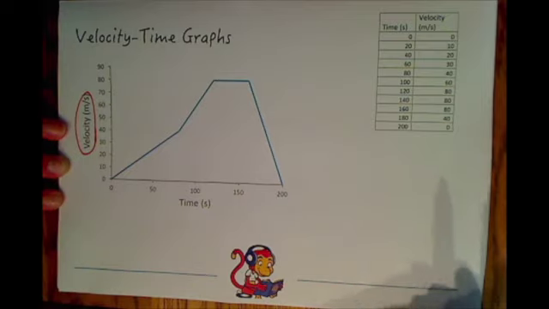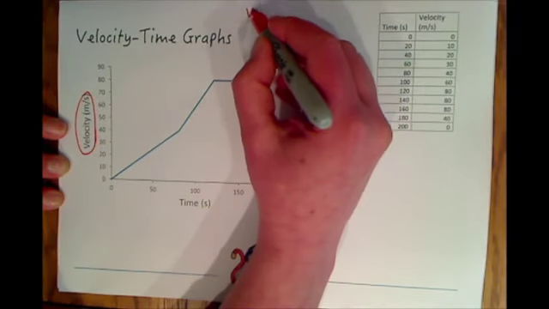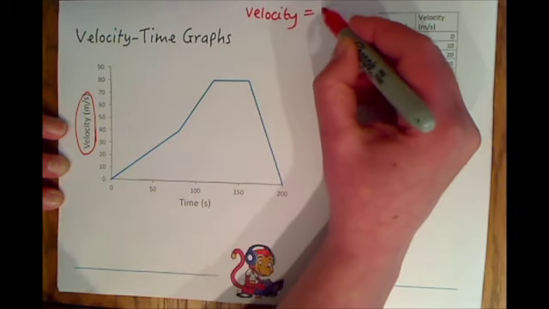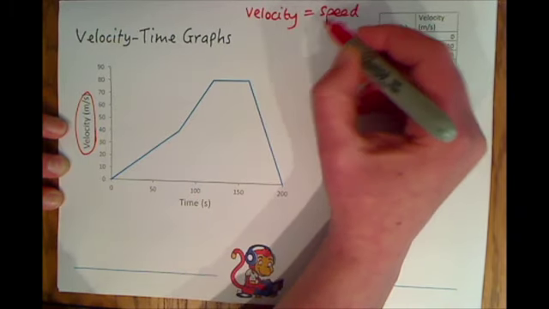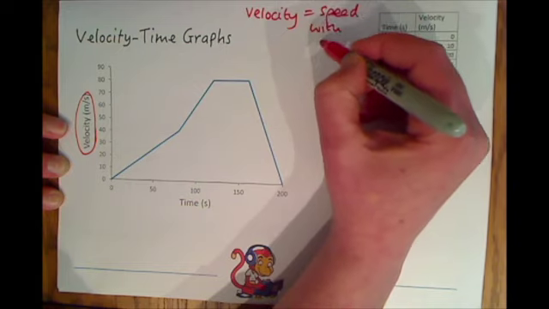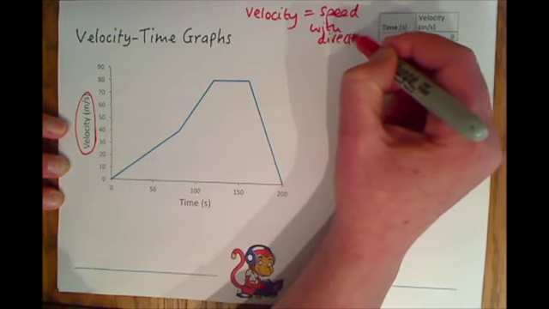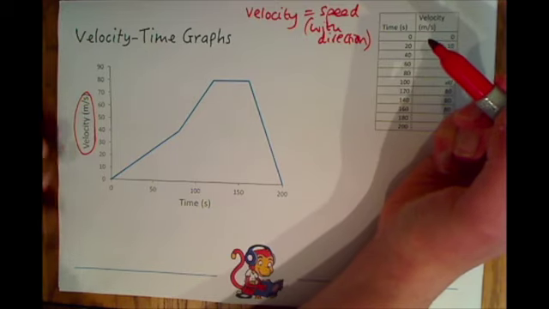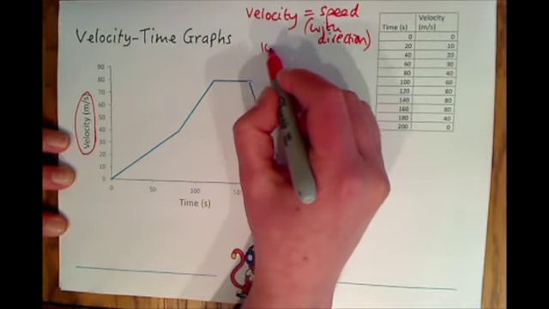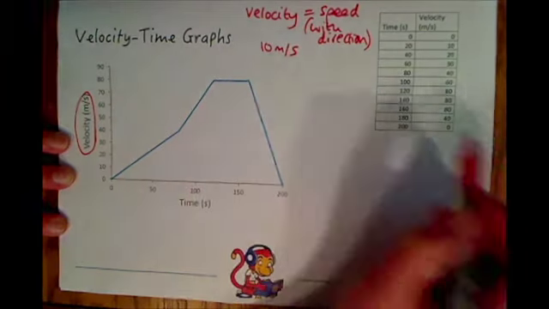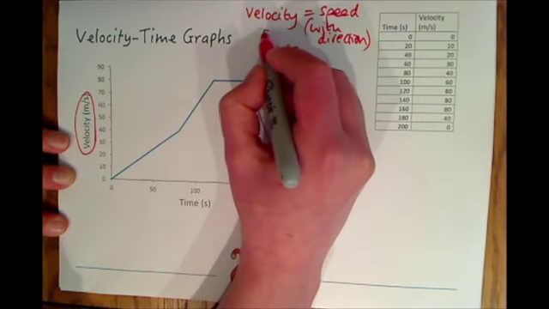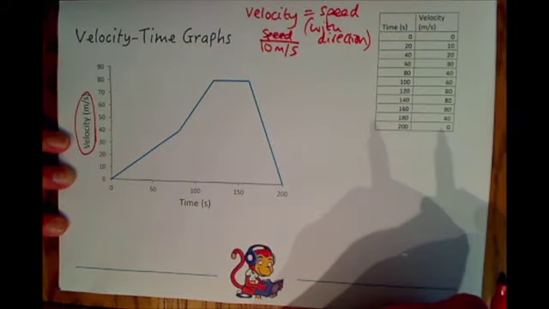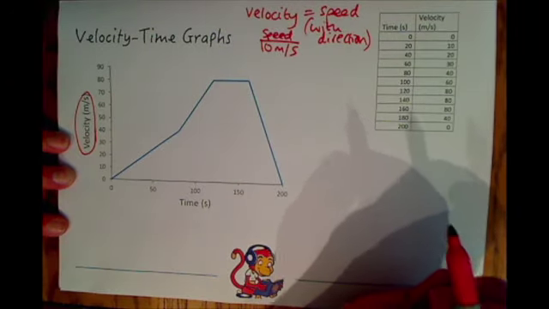So let's talk about what velocity means first of all. Velocity is speed with direction. And what we mean by that is normally we give a value for speed, for example 10 meters per second. And if we're talking about speed, we would give no indication of the direction that the object was travelling in.